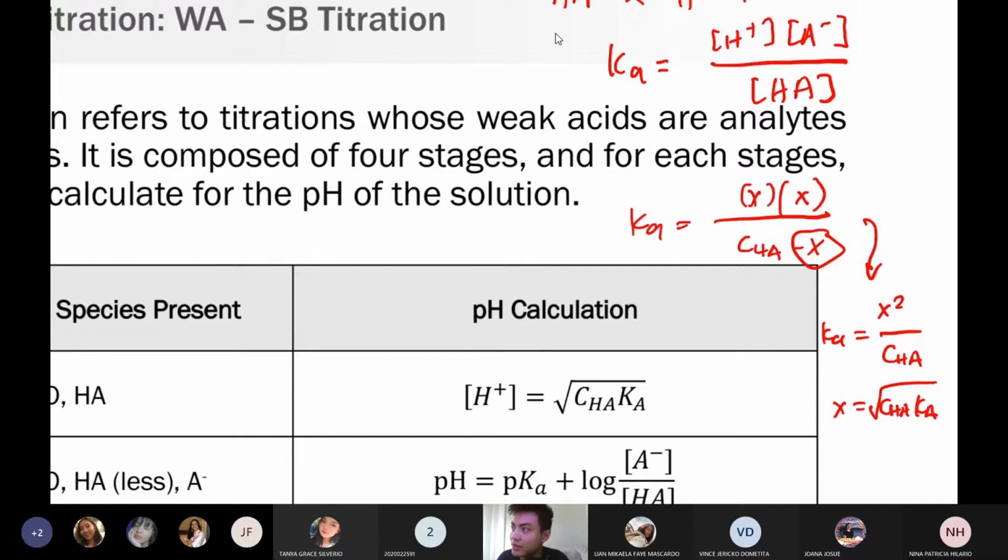Okay? So, this is just a paalala lang ulit. Recall lang natin yung ganitong ganap. Okay? So, ito yung reason why we need to use this. I know you are very familiar with this one because we discussed this in depth last time, in the previous chapter. So, square root of Ka times CHA gagamitin natin.